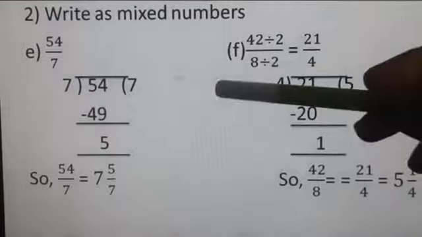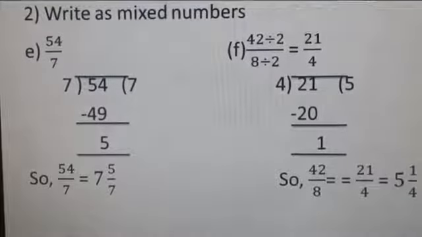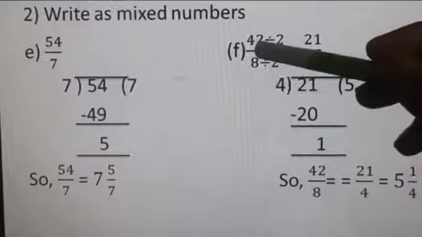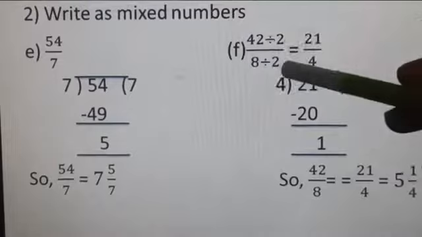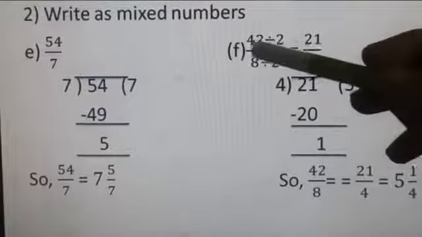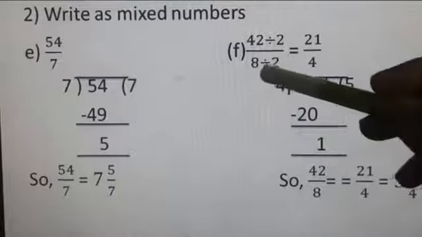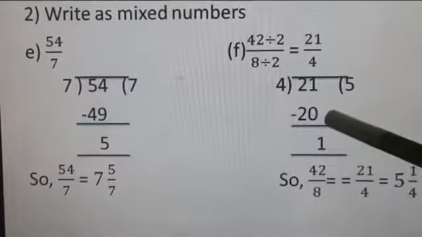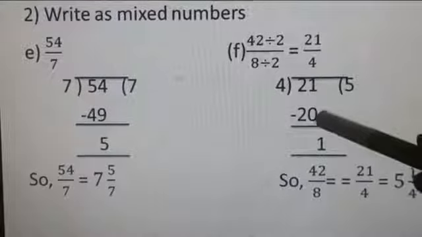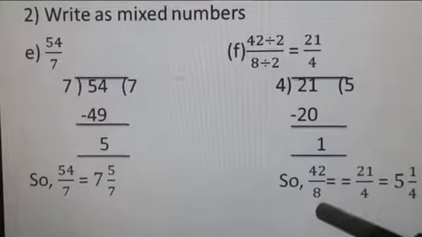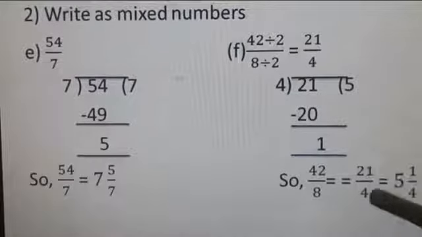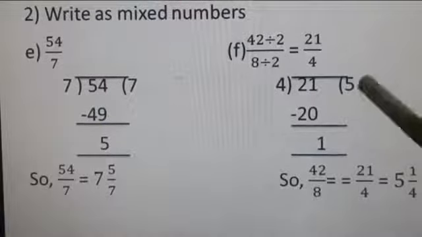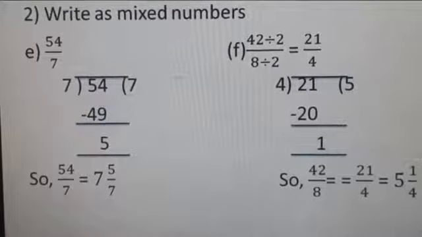And now our F part 42 upon 8. This is the question, 42 upon 8. We know that 42 and 8 both are divisible by 2. So we have done division first. 42 divided by 2, 21. 8 divided by 2, 4. Now 21 divided by 4. 4 5s are 20. 21 minus 20. So 42 upon 8 is first changed into 21 upon 4. Then its mixed fraction form is 5 whole 1 upon 4.